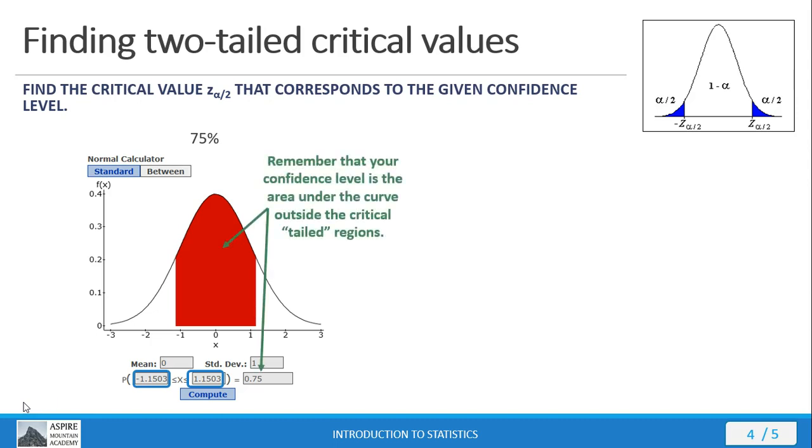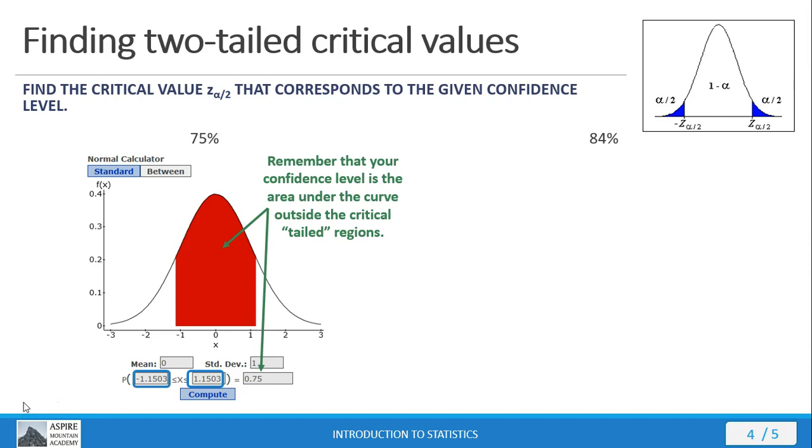Remember, your confidence level is the area under the curve outside the critical tailed regions. It's the area in the middle of the distribution. Now, let's do another example, looking at 84% confidence level. So go ahead, pause the video, get into StatCrunch, and see if you can work this yourself. Then come back and we'll see how well you did.